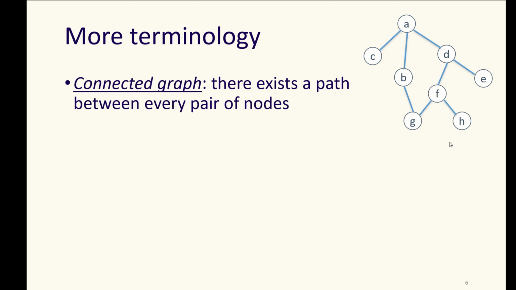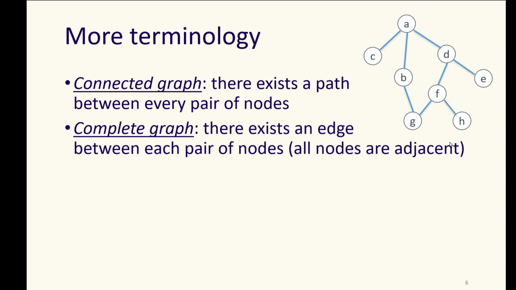A connected graph means there exists a path between every pair of nodes, and a complete graph is when there exists an edge between each pair of nodes. All nodes are adjacent, not indirectly connected, like A and G are in this graph shown here, but directly connected like A and C or A and B are. So a complete graph has many, many edges if it has more than even a couple of vertices. And a connected graph is more like the one that we've shown here, where you can always get there from here. It just may take a few steps to get there.